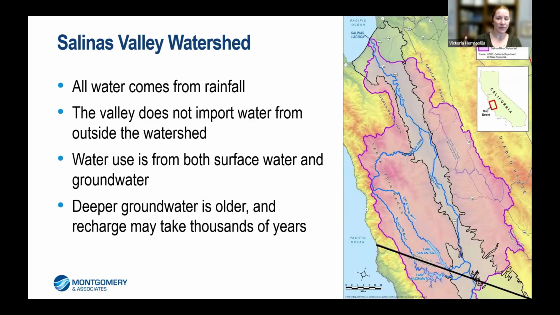So we're going to start at the surface and then slowly work our way down. This is the Salinas Valley watershed, outlined in purple here. And the watershed is where all of the rain that falls slowly makes its way to the Salinas River. And all of the water in the valley comes from rainfall. The valley does not import water from outside of the watershed. The water use is both surface water and groundwater. And a note about the deeper groundwater: it is older, and recharge from the surface can take thousands of years. So depending on how deep you are in the subsurface might indicate just how long that water has been in the subsurface.